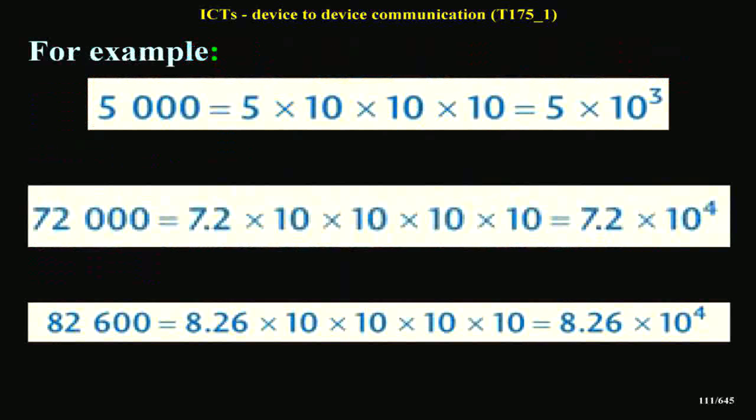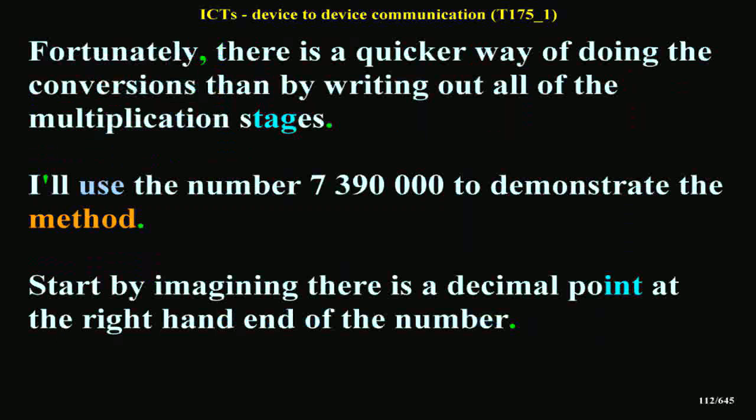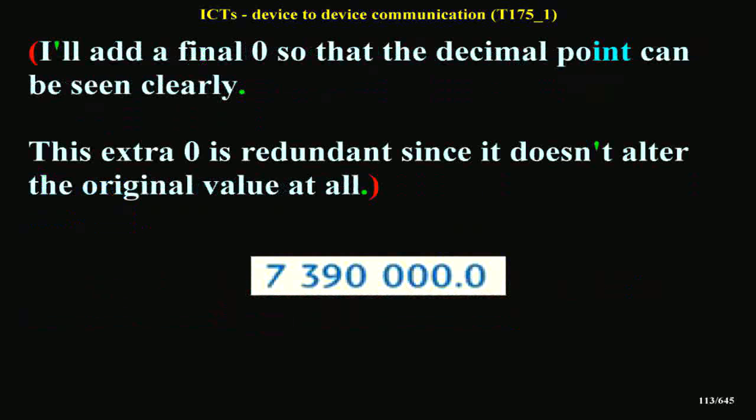Fortunately, there is a quicker way of doing the conversions than by writing out all of the multiplication stages. I'll use the number 7,390,000 to demonstrate the method. Start by imagining there is a decimal point at the right-hand end of the number. I'll add a final 0 so that the decimal point can be seen clearly. This extra 0 is redundant since it doesn't alter the original value at all.